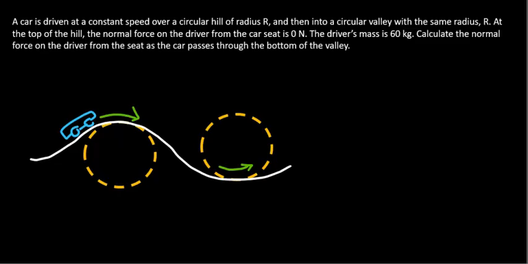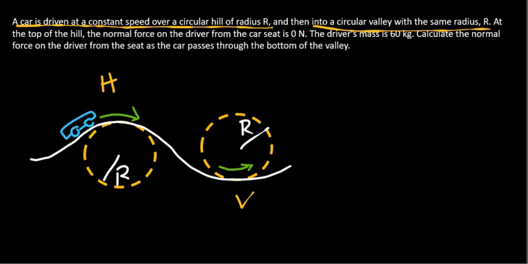Now let's look at the following numerical example. A car is driven at a constant speed over a circular hill of radius r and then into a circular valley with the same radius r. So that is the hill and that is the valley. They both have the same radius. Also, as the car is driven at the top of that hill, the speed is v, and as it goes at the bottom of the valley, the speed is also v.